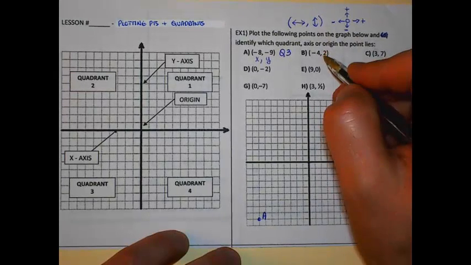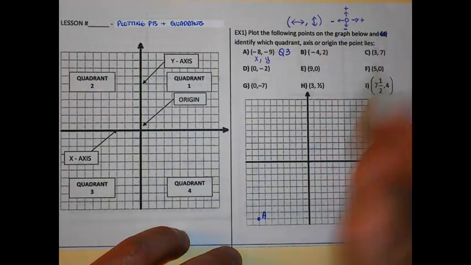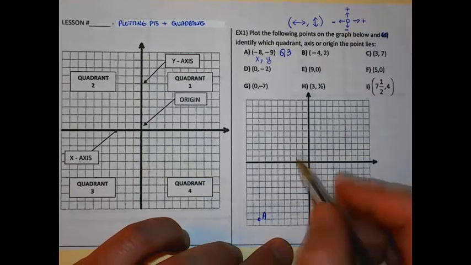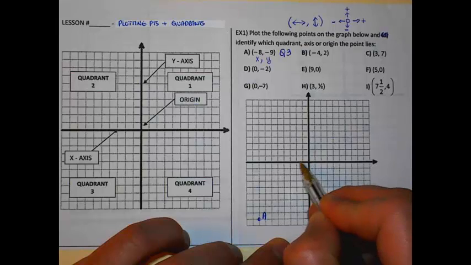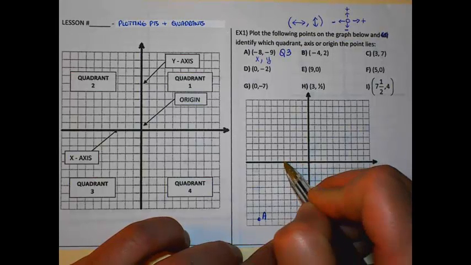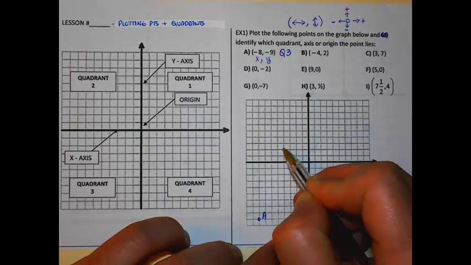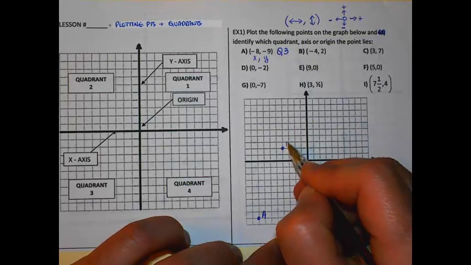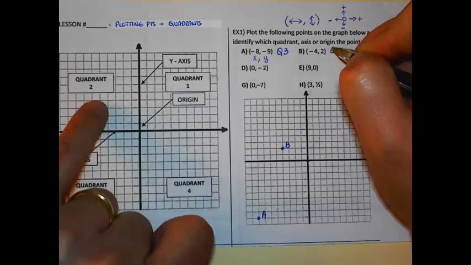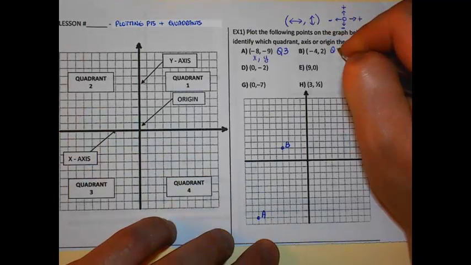And then we're ready to plot the next point, which is -4, 2. So we put our pencil there. -4 is the first coordinate, so that means I'll go to the left 4: 1, 2, 3, 4, and then I will go up 1, 2, and that will be my second point. Okay, and what quadrant is that? According to our diagram, that's in quadrant number 2.